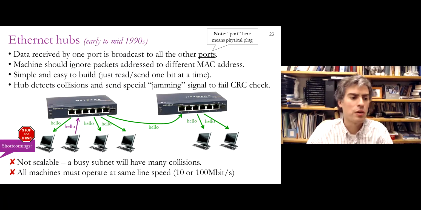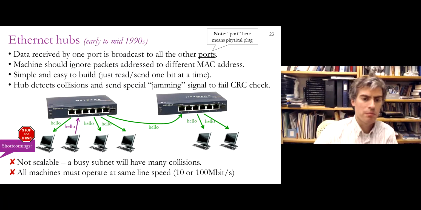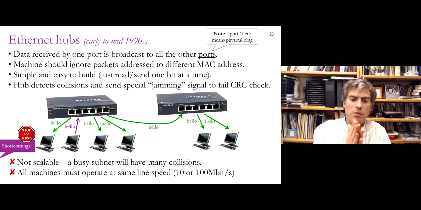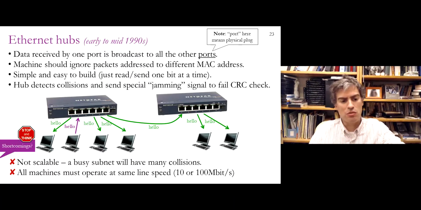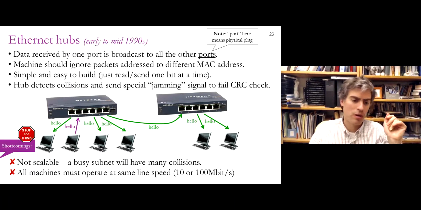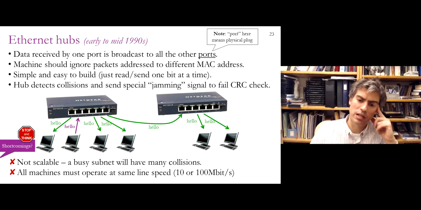And if that's all you're doing, then you can do this on a bit-by-bit basis. So when an electrical signal comes in that has high voltage, you just replicate that on all the other ports on this hub. And you can connect multiple hubs together so that if you have a signal going out on this one port, it goes into another hub, and that hub will replicate it out on the other ports.